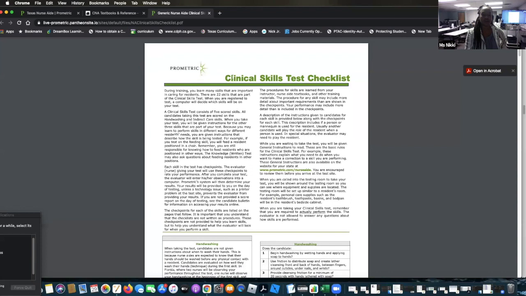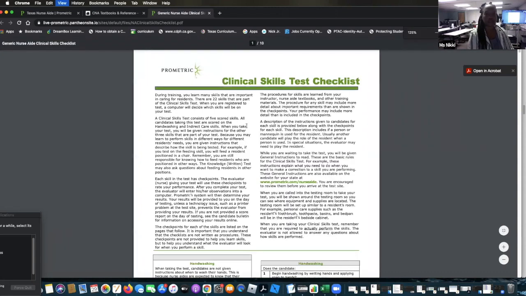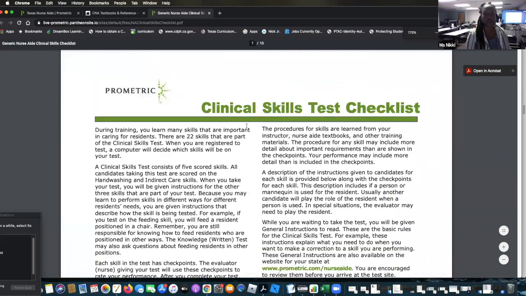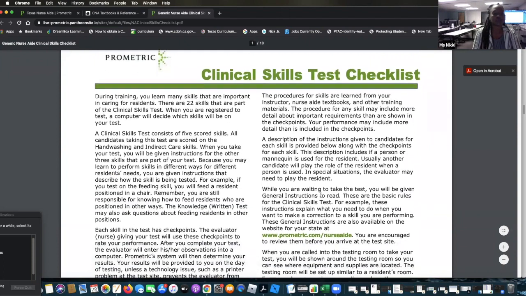All right, so we have a clinical skills test checklist. I'm going to go ahead and read this out loud because there might be some questions and I can give you some answers. Okay, so here we go.